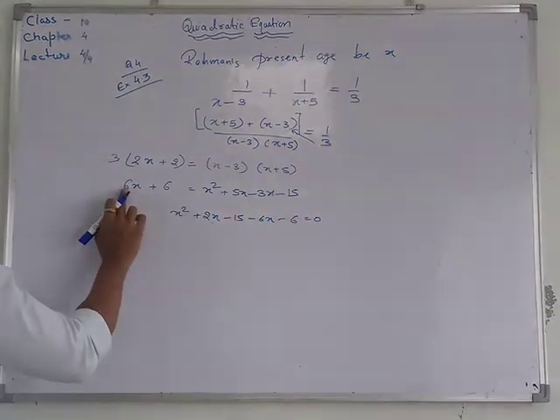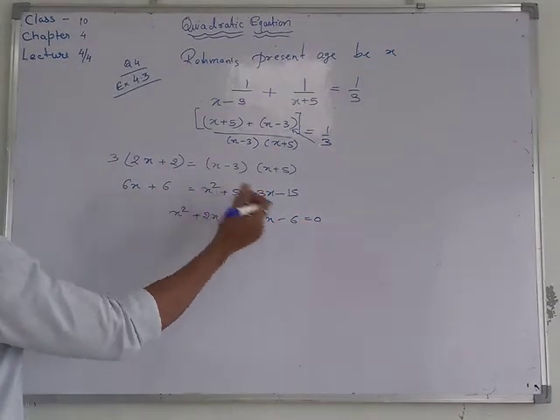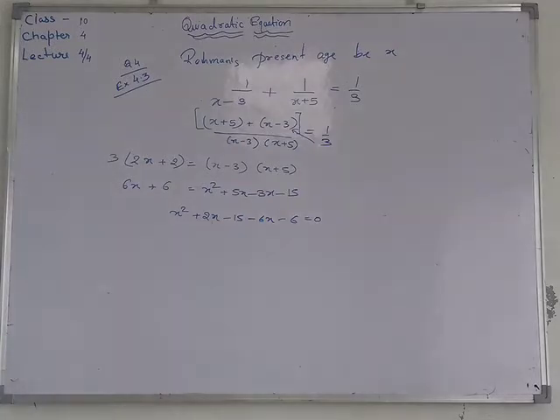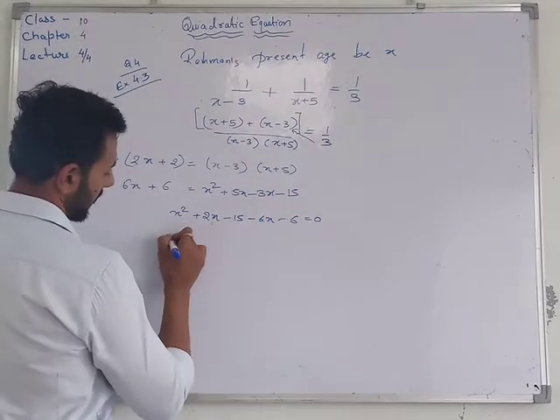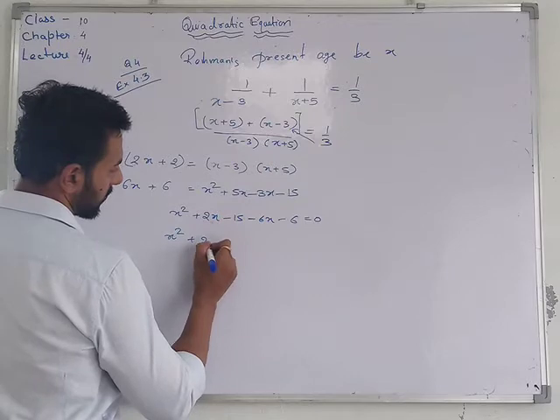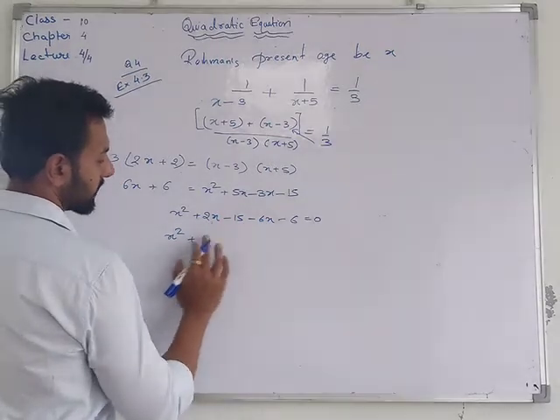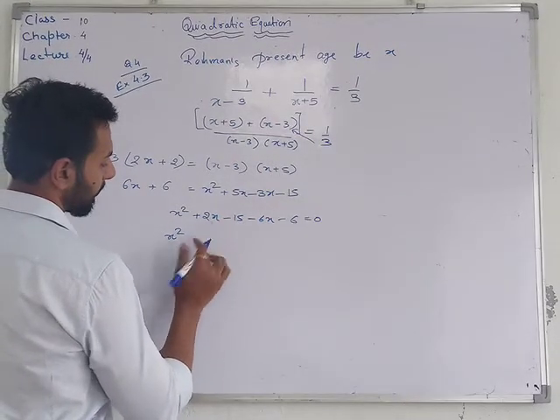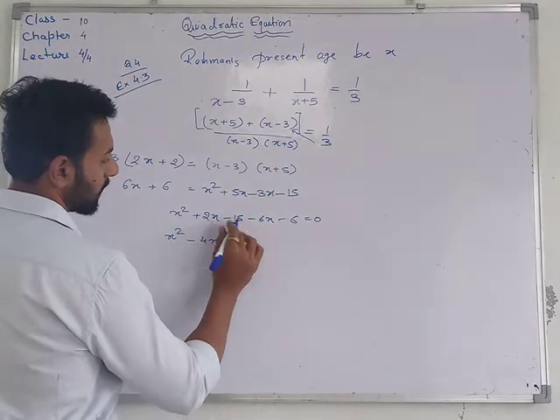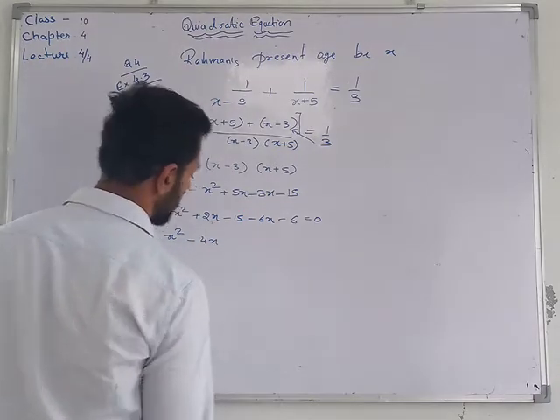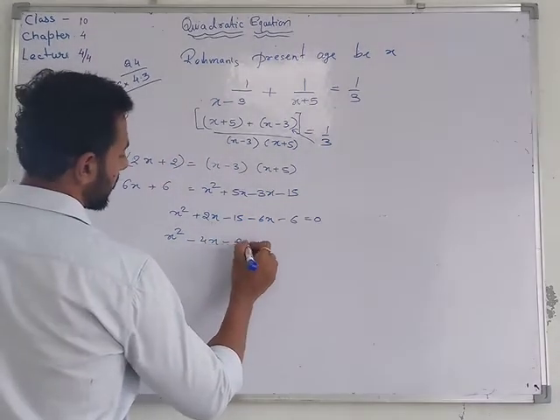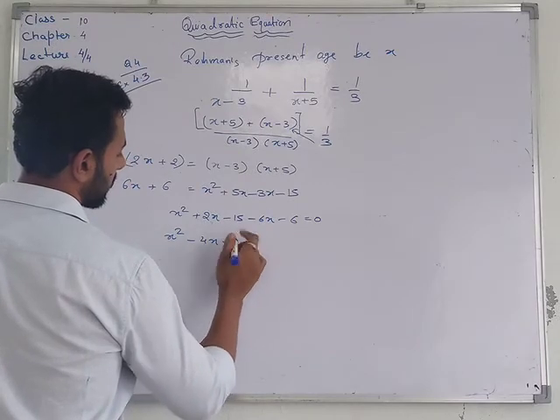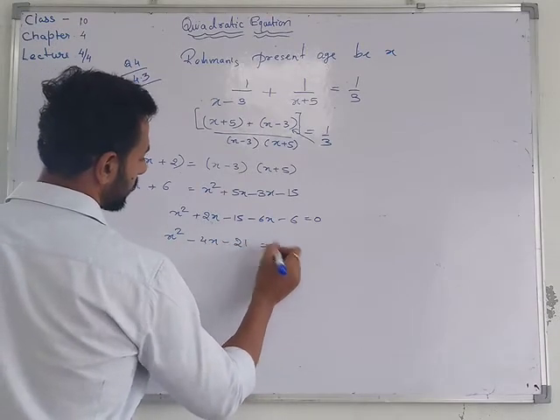We took this 6x plus 6 to the right hand side. Now further solving this, x square plus 2x minus 6x will be minus 4x, minus 15 minus 6 is minus 21, is equal to 0.